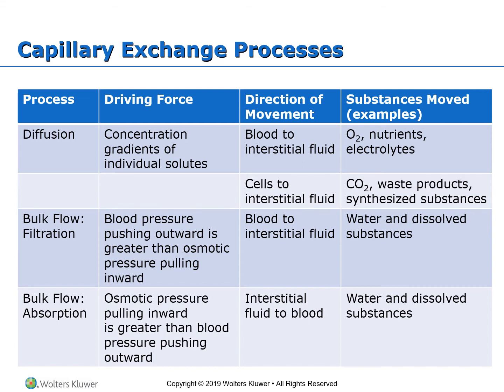Most of the time, the direction of movement for those diffusions will be blood to interstitial fluid. However, we also have cells to interstitial fluid, and from interstitial fluid to blood for the waste products and the CO2. The blood to interstitial fluid will be oxygen, nutrients, and electrolytes. Just to remind you, what is the interstitial fluid or the tissue fluid? I would like to move to the next slide so you can see the diffusion process a little bit more in detail.